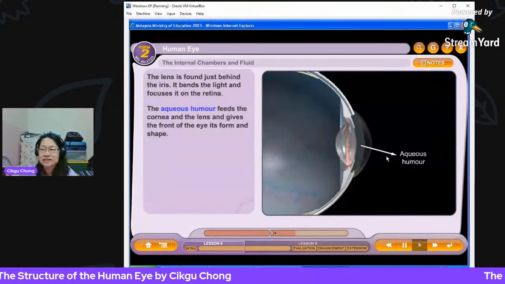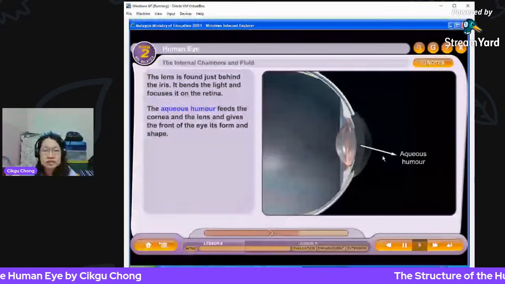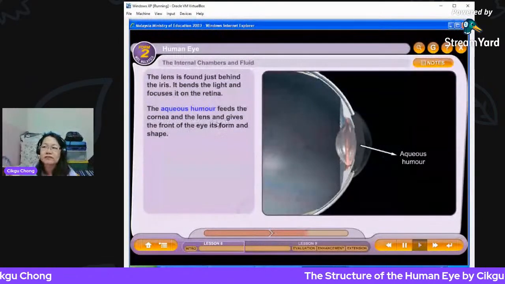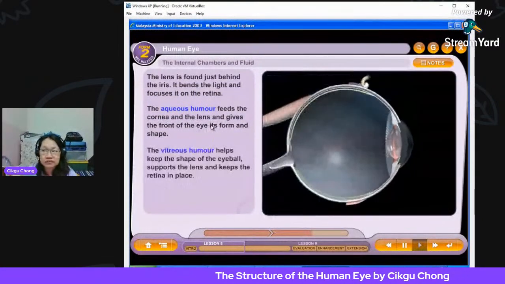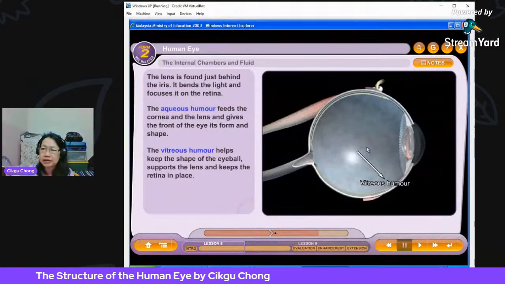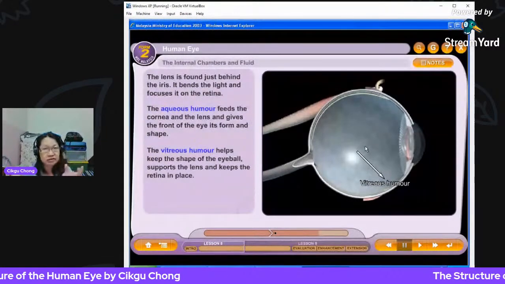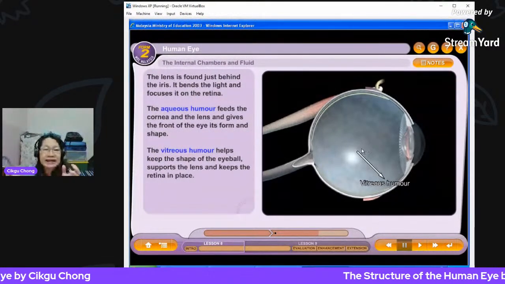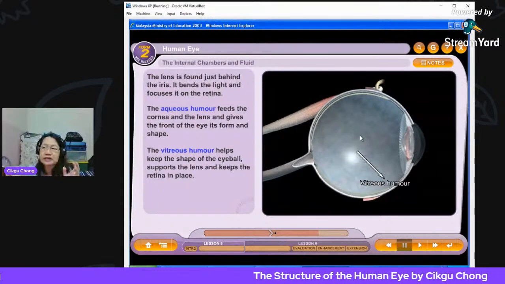Okay, so this is aqueous humor. It gives the front of the eye its form, the shape. At the back here, now look at the back here, there's another type of liquid, but it's thicker. It's like jelly, like agar agar. So it's thicker, and what is the function? What is the use of it?